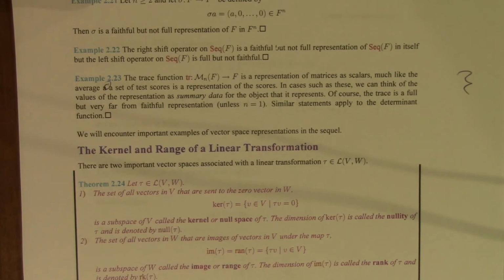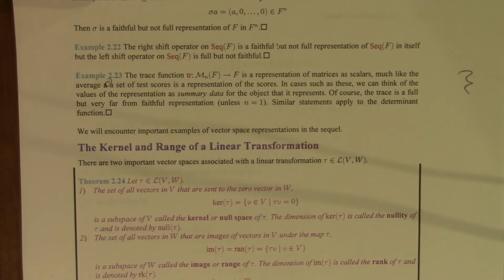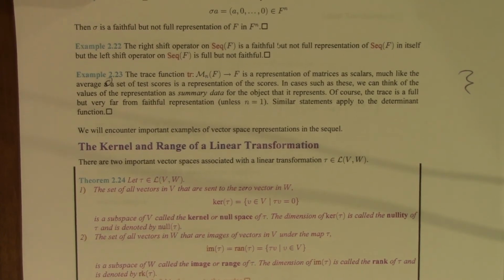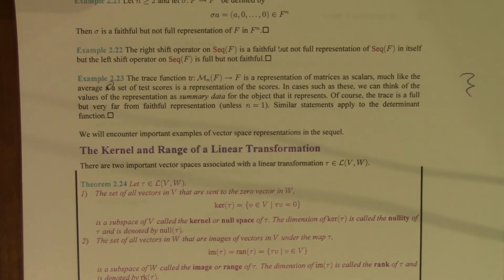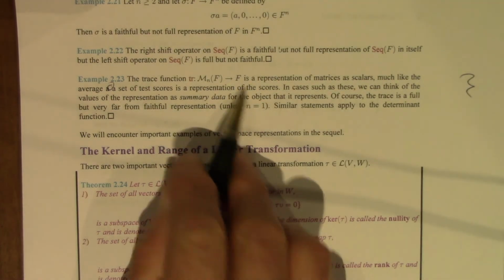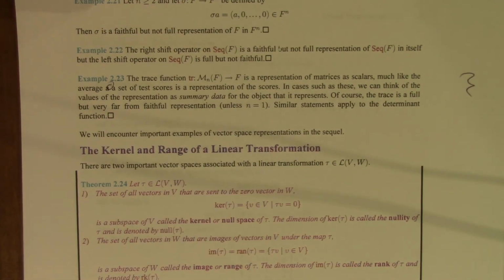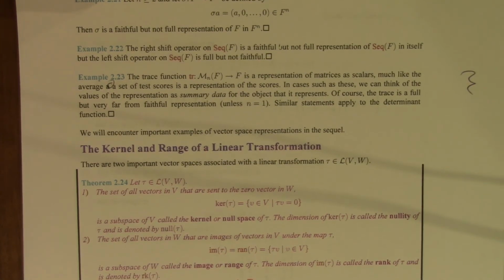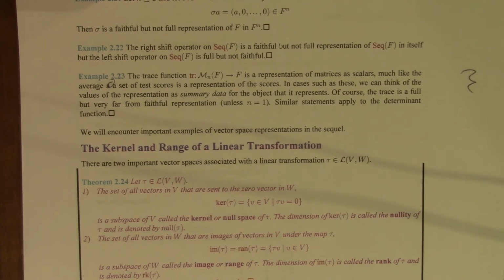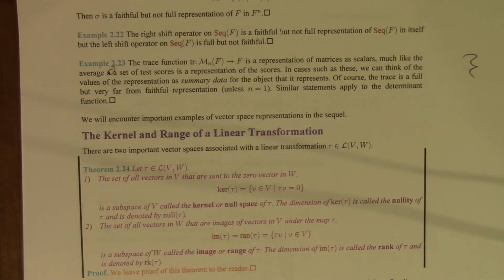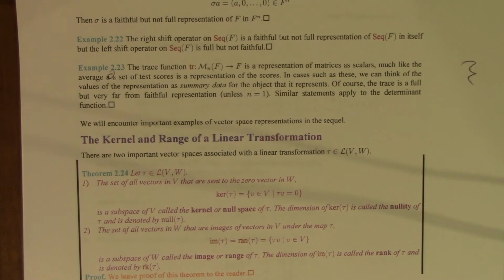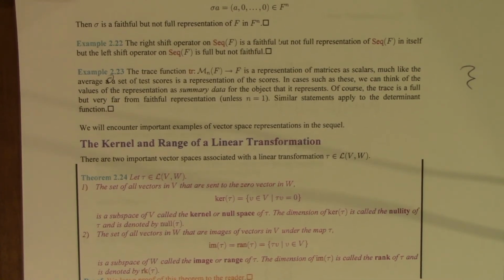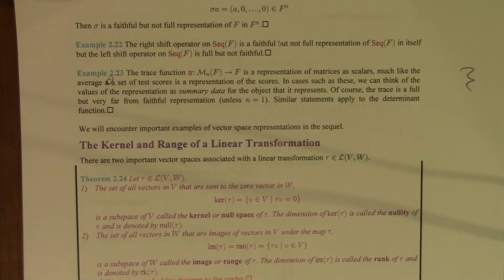In any case, the trace is a full representation. Every scalar in F is the trace of some matrix. You can just stick that scalar in the first entry of the matrix and put zeros everywhere else, and the trace will be that element. But it is very far from being faithful. There are many matrices with the same trace.